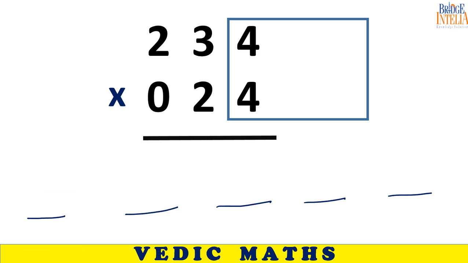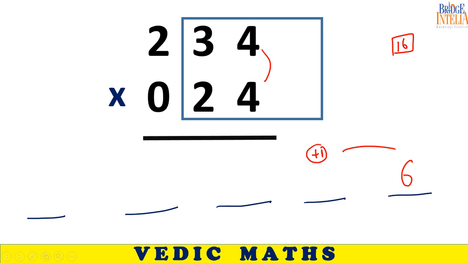So first position, 4 into 4 is 16. So out of 16, I will write 6 here and transfer or carry forward 1. Now I move the box forward. So in this position, what is the cross connection product? So let's find out.